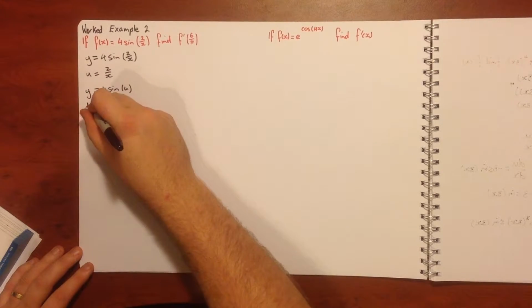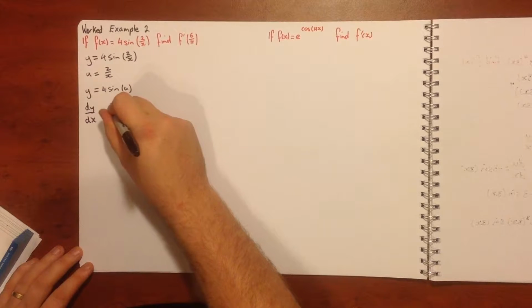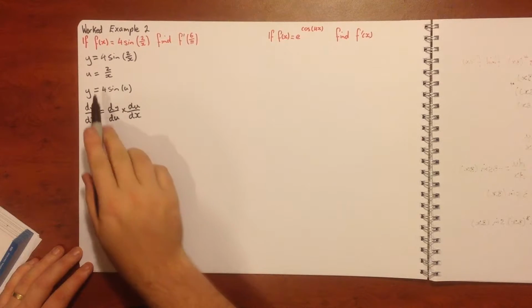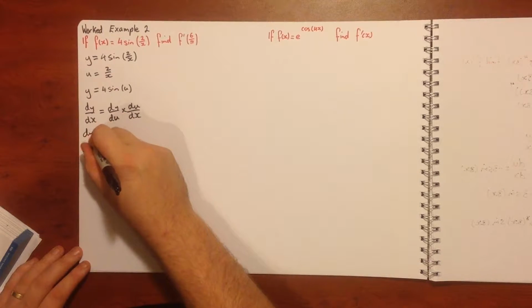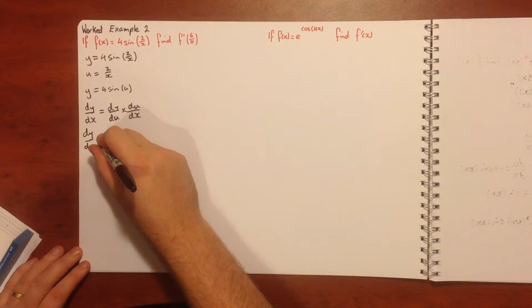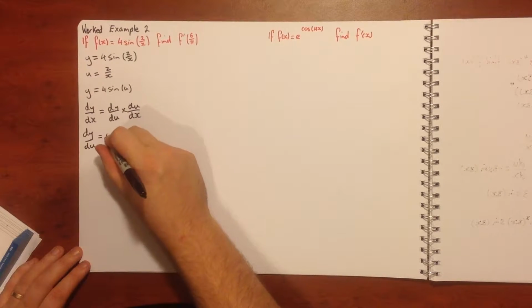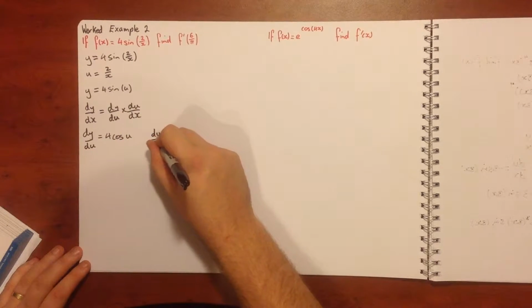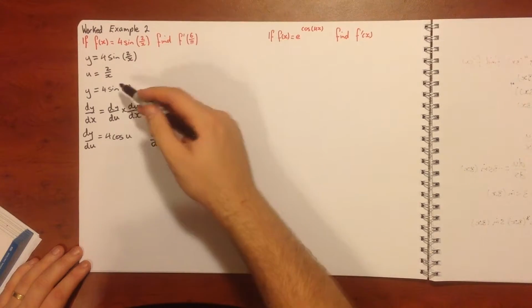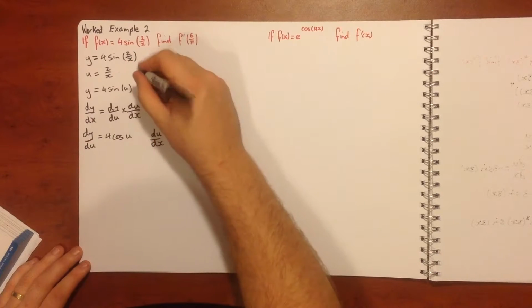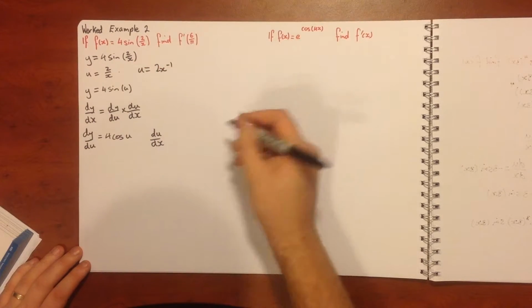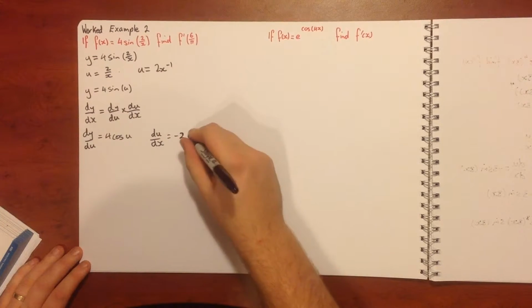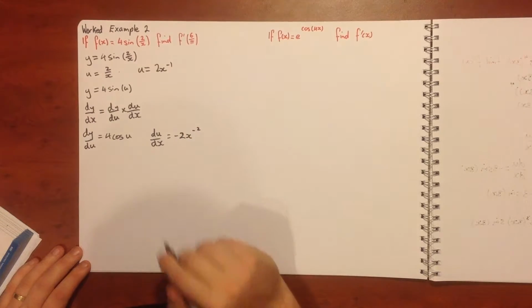Again, remember we've got dy dx equals dy du times du dx. We'll take our dy du first. dy du is going to equal, the derivative of sine is cos, so we end up with 4 cos of u. Then our du dx. For our u, we need to think of that as 2x to the negative 1. So we get minus 2, because our negative 1 comes down, x to the negative 2, because we reduce our power by 1.